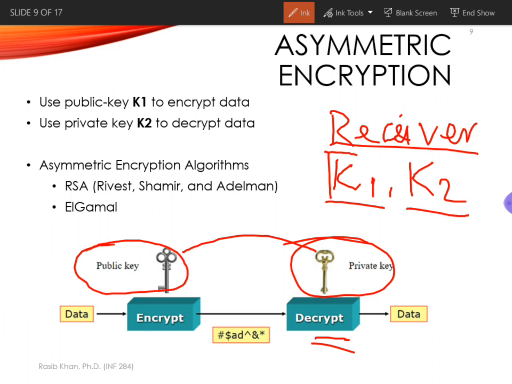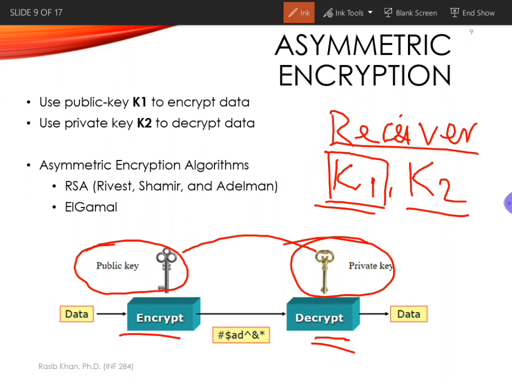And what it means to be public is that the receiver will publish the public key over the internet or publicly, so that it can be accessed by anyone. So anyone can collect the public key of the receiver. Anyone who tries to send that particular receiver an encrypted message will collect the public key, which is easily accessible publicly, and then use that key to encrypt the data.